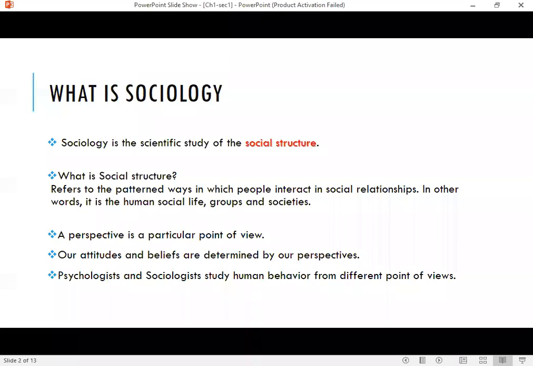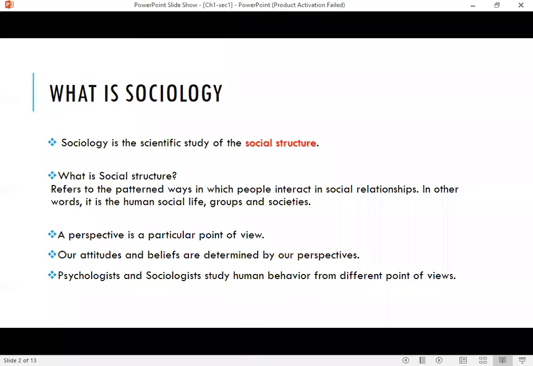Yes, miss. Perspective is another word that we use for point of view. Our own attitudes and beliefs are determined by our perspectives. If you have a certain point of view toward a person, toward an idea, you act the same way. If you, for example, have a negative point of view or perspective about electronics, then you will tend to avoid any electronics. This is perspective. This is point of view.